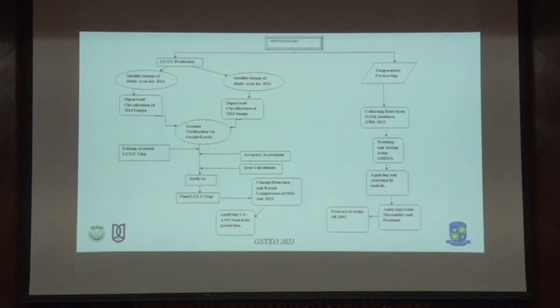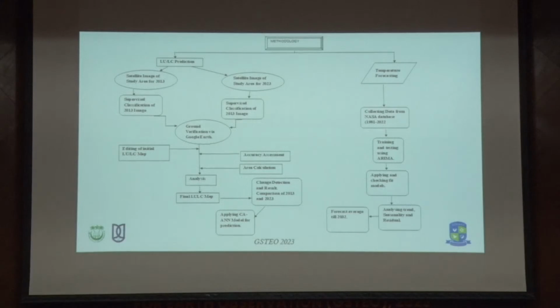Now the methodology can be divided into 2 different sections, that is the LULC prediction and the other one is temperature forecasting. So for LULC prediction, we took imageries from 2013 and 2023. With the help of supervised classification of both years and ground verification via Google Earth, we made the LULC map. After that, we put both the maps into machine learning modeling using CANN, that is Cellular Automata Artificial Neural Network model. Specifically, the module we used was the plugin in QGIS named MOLUSCE.